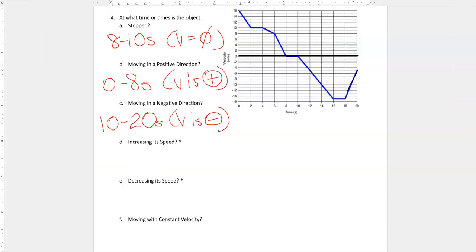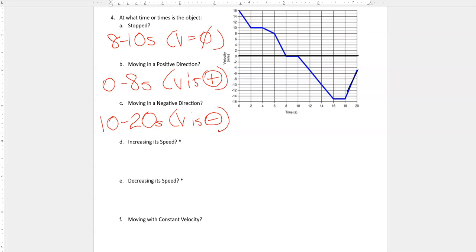Okay, so I've shrunk the screen and I've rewritten it so you can see each of the previous answers. And the next question, part D, says, when is the object increasing its speed? Now, speed and velocity have different meanings, so it's important to understand which one you're talking about.